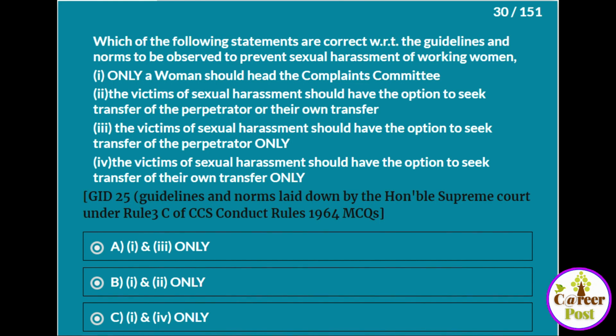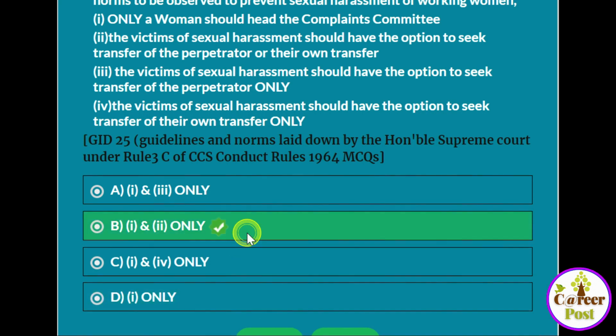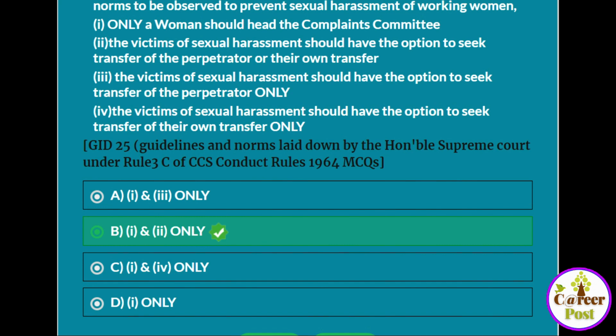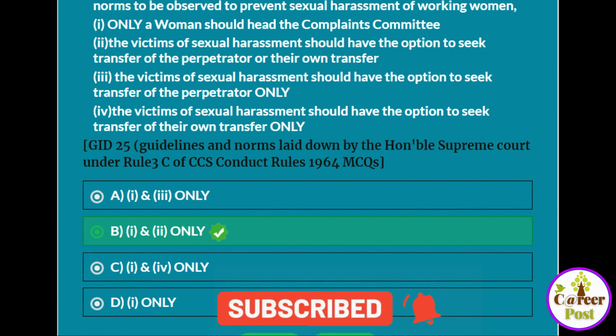Here the options given are 1 and 3 only, 1 and 2 only, 1 and 4 only, 1 only. The answer is 1 and 2 only. That means only a woman should head the complaints committee. That is correct. And the second one is that the victims of sexual harassment should have the option to seek transfer of the perpetrator or their own transfer. Either way they can do.